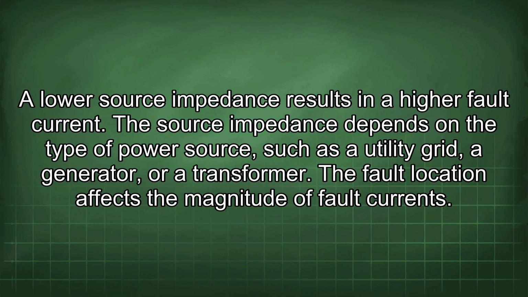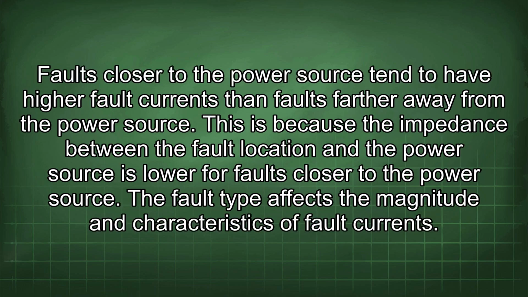The source impedance depends on the type of power source, such as a utility grid, a generator, or a transformer. The fault location affects the magnitude of fault currents. Faults closer to the power source tend to have higher fault currents than faults farther away from the power source. This is because the impedance between the fault location and the power source is lower for faults closer to the power source.